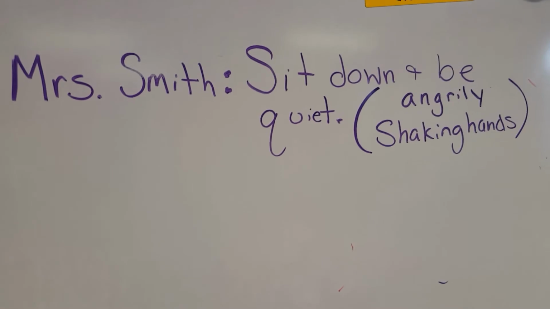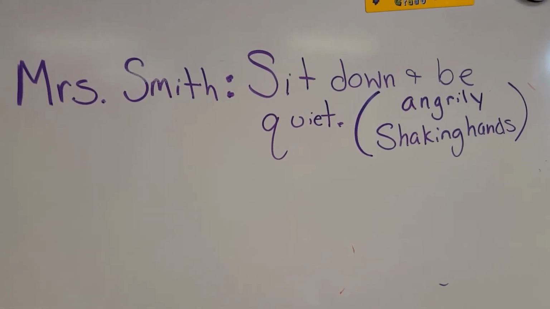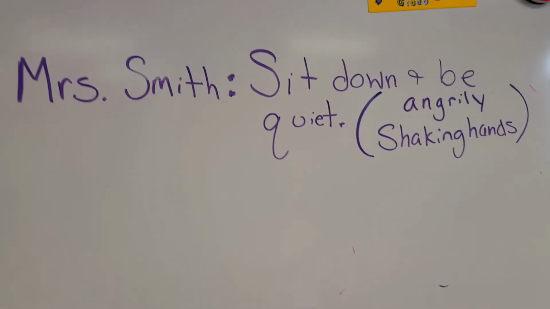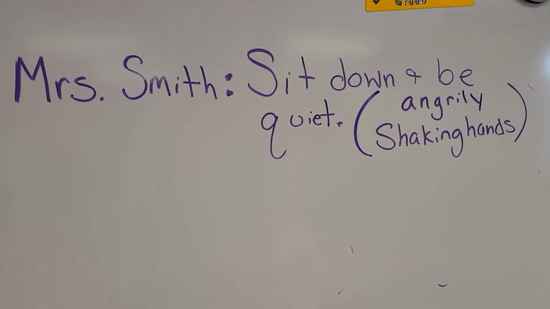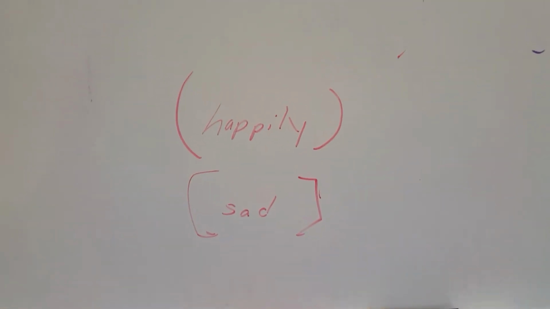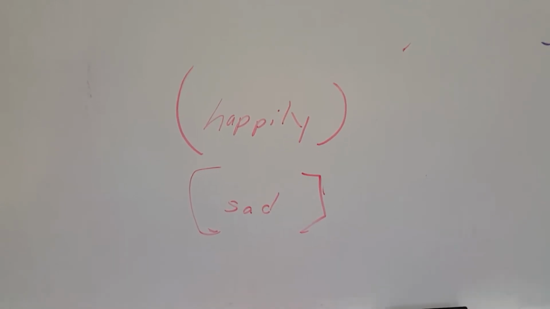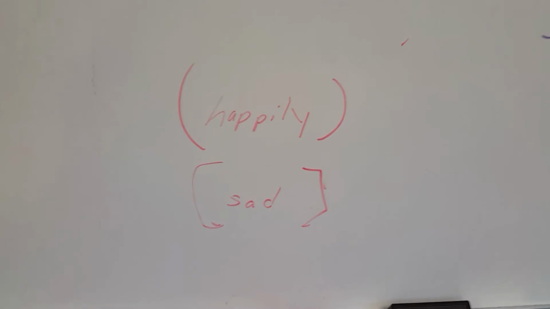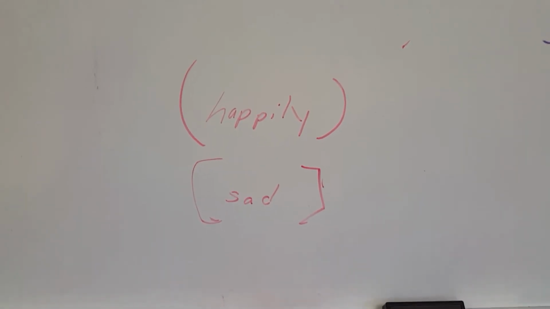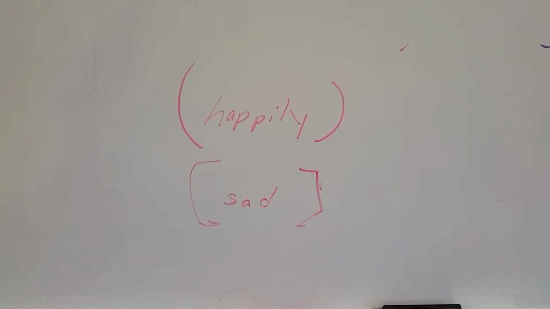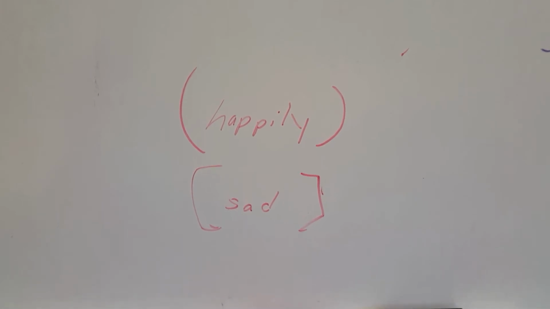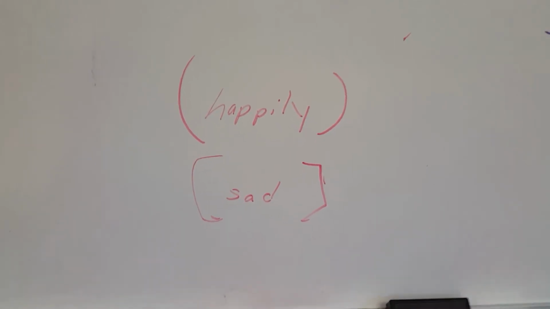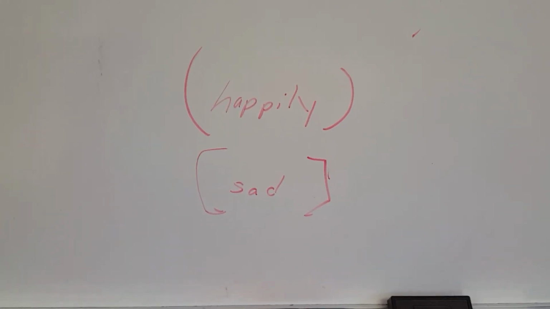Here we have parentheses around the words angrily and shaking hands. So parentheses is one way that stage directions are notated. Down below, happily is italicized inside of the parentheses. So italicized is when the words lean to the right, and again we have the parentheses. On the very bottom, again, our words are italicized, but this time they're around brackets.